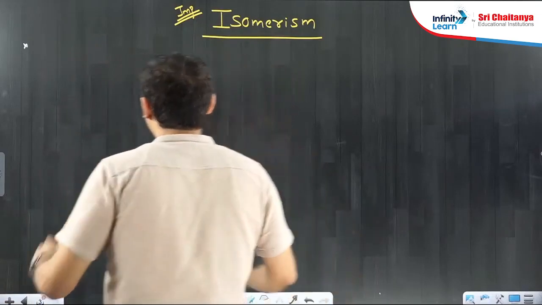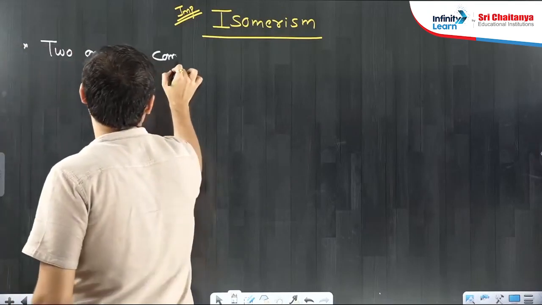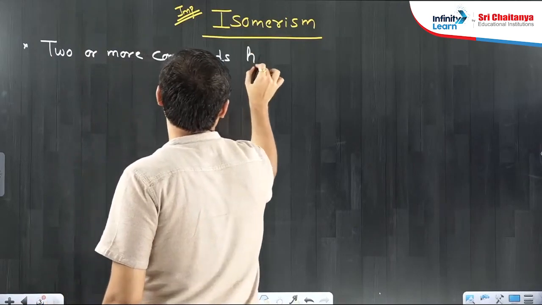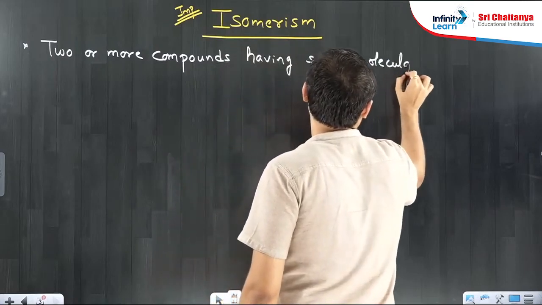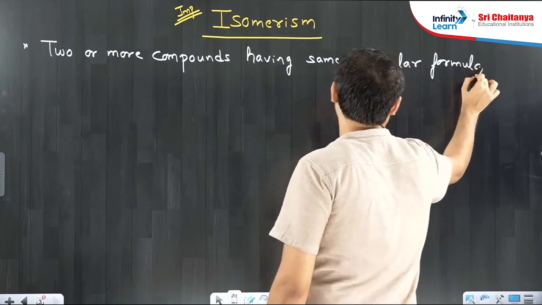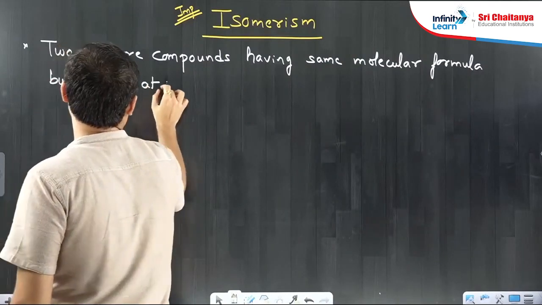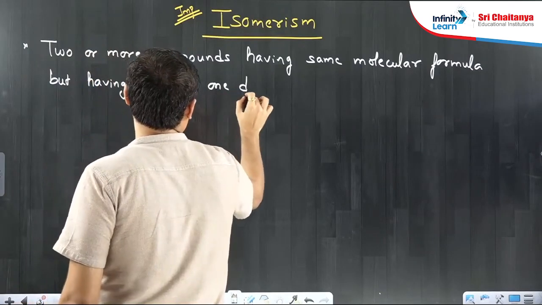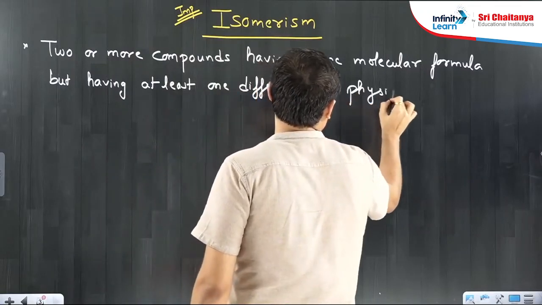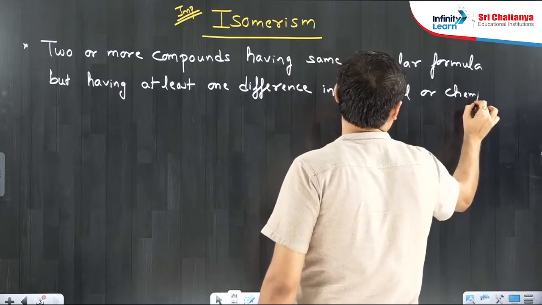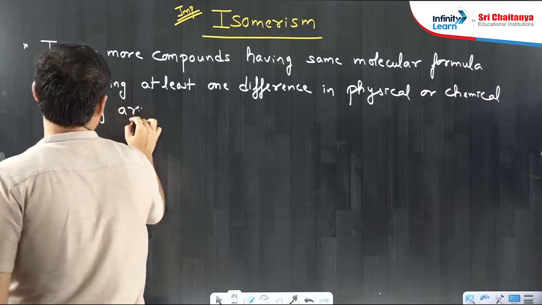Clear? So we will write a very simple definition for isomerism: 2 or more compounds having the same molecular formula, but having at least one difference in physical or chemical property are called isomers.